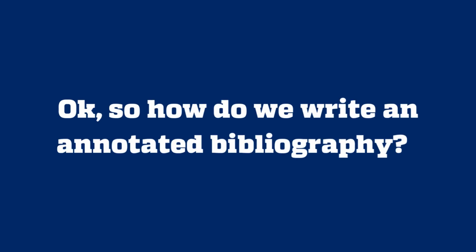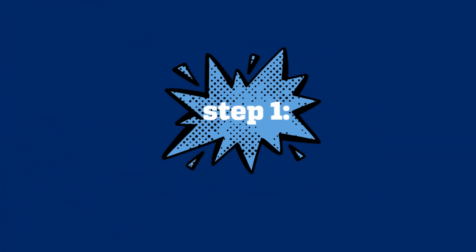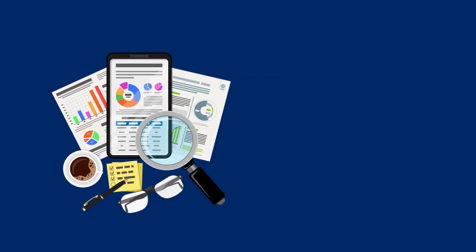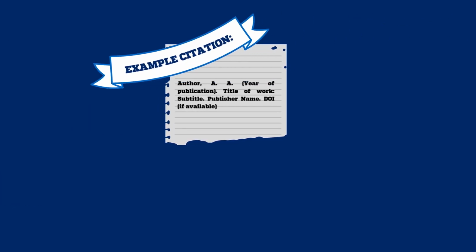Okay, so how do we write an annotated bibliography? Here are the 5 steps to creating an entry for your annotated bibliography. Step 1, cite. A citation is everything you need to know about the source so you can find it again.